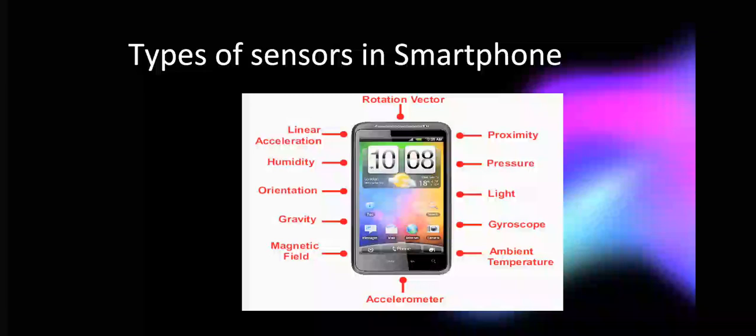So let's see what the different types of sensors are. Here you can see the sensors that we are using in our smartphone, like the proximity sensor, pressure sensor, light sensor, accelerometer sensor, and gyroscope sensor. Let's see in detail how we use them in our smartphone.